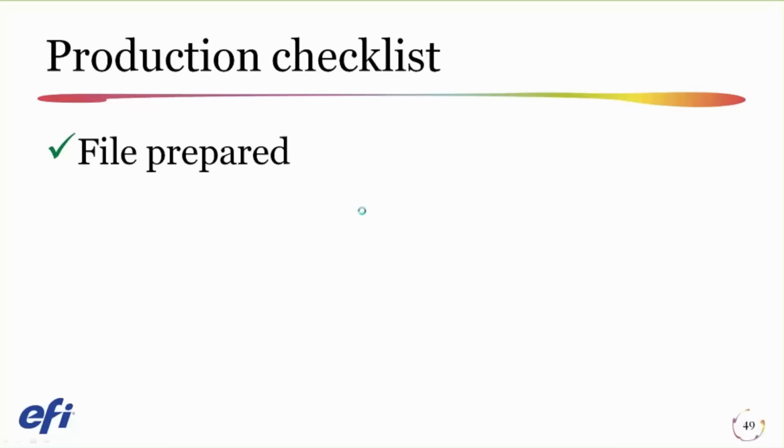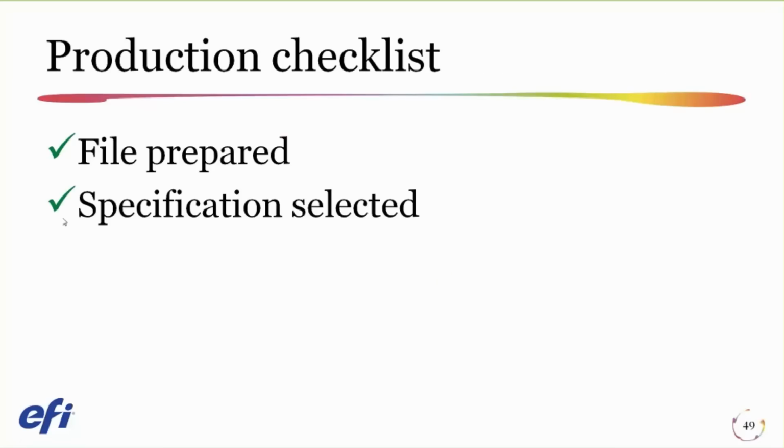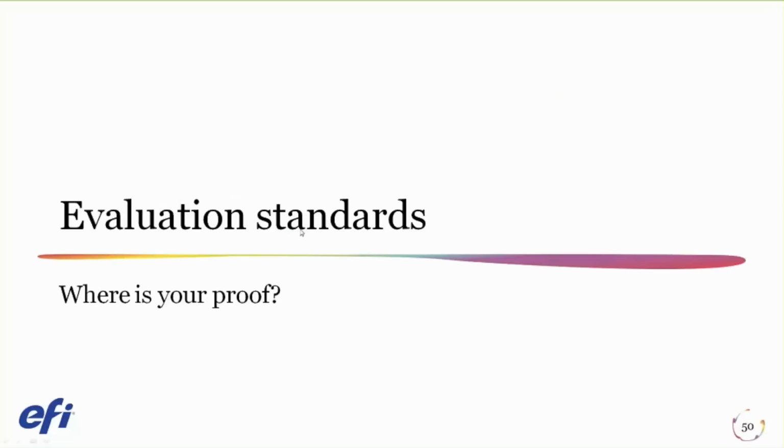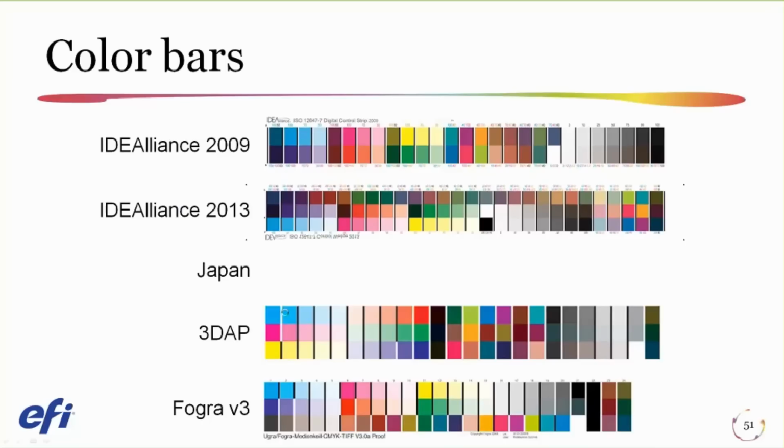And if we continue with our checklist, we now have our file prepared correctly and the specification we want to print to, what we want the output to look like, has been selected. Well, now we move on to evaluation. As we print it, how do we know we hit the specification that we are after? Well, first, we would have to print a color bar on the output. The color bar has to be selected to match the specification you're after. Forgive me, for some reason the Japan Color bar did not show up. But you can see IDEAlliance, this would be for SWOP, GRACOL, etc.